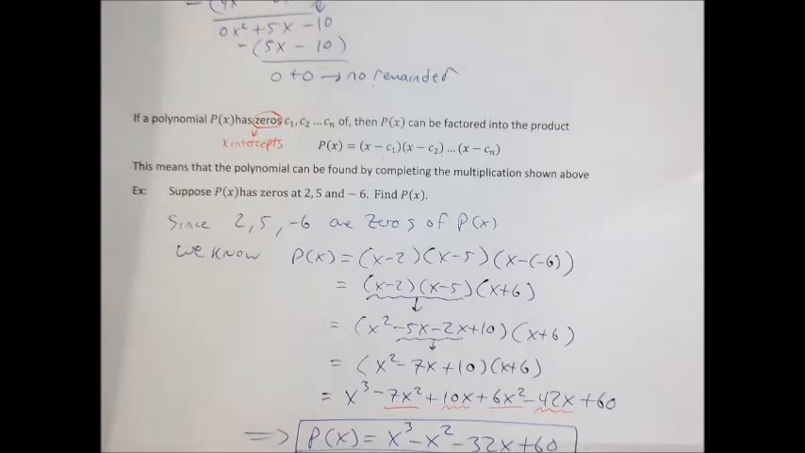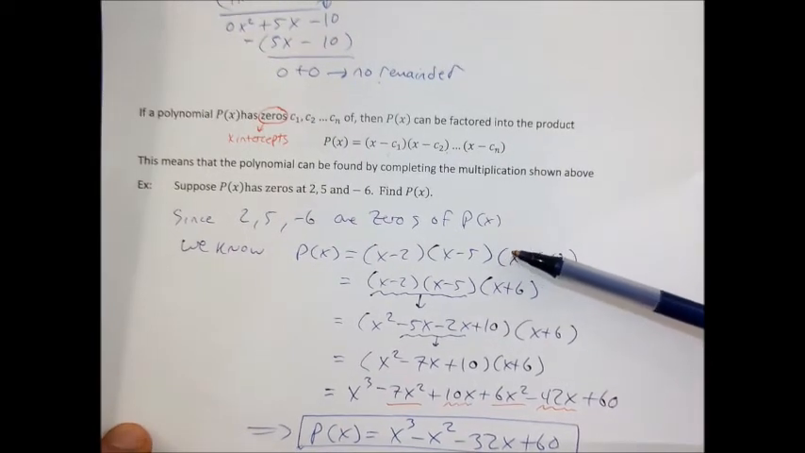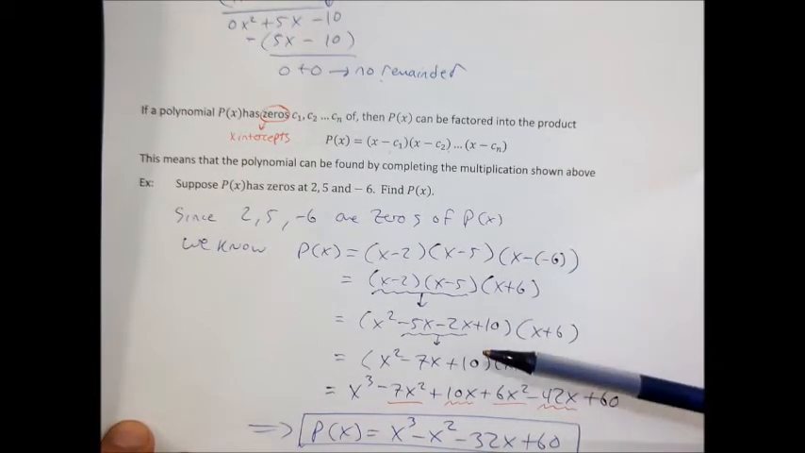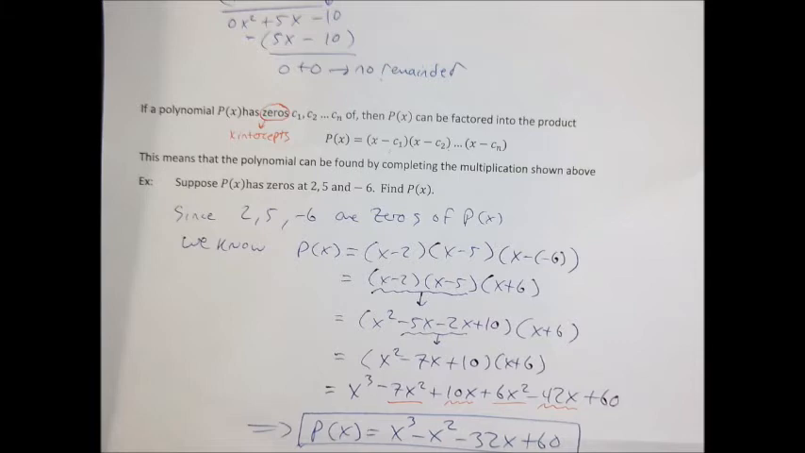So if we know the zeros, using the factor theorem above, we can just write out the polynomial in factored form. This is its factored form. And if we want it unfactored, we just distribute. Any questions about that?